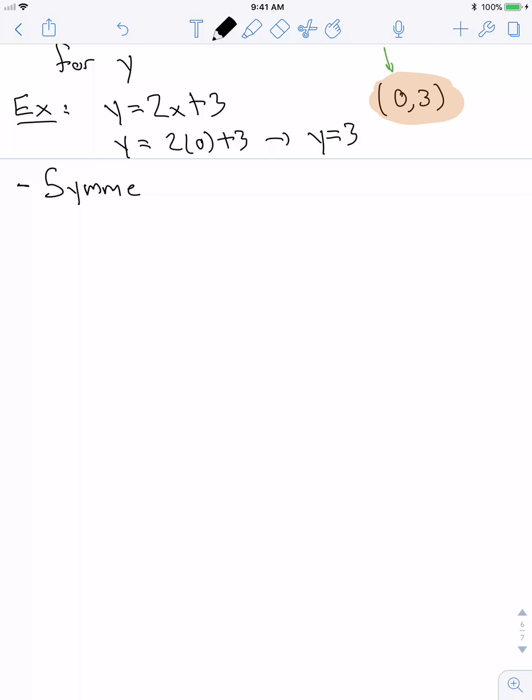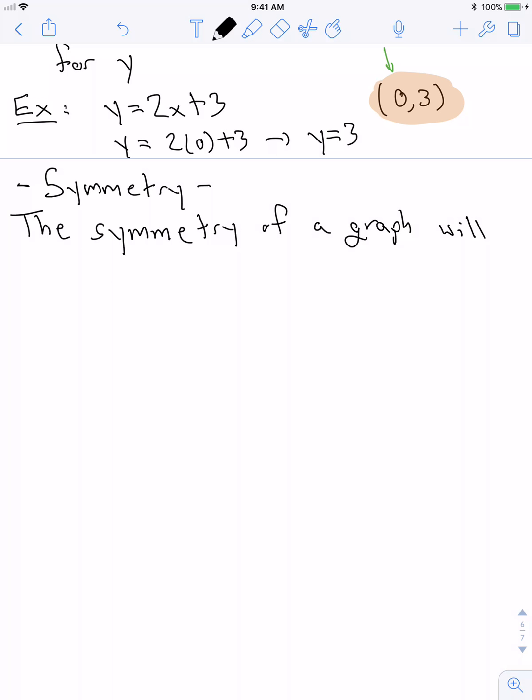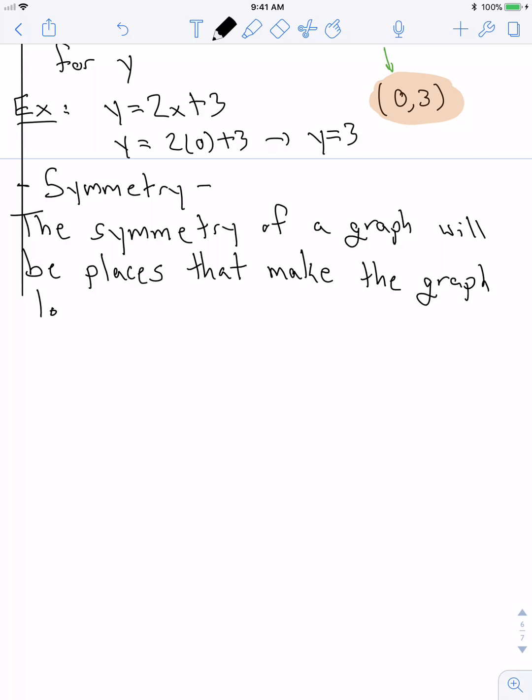So the symmetry of a graph is exactly what you think it would be. The symmetry of a graph will be places that make the graph look like it was reflected in a mirror.